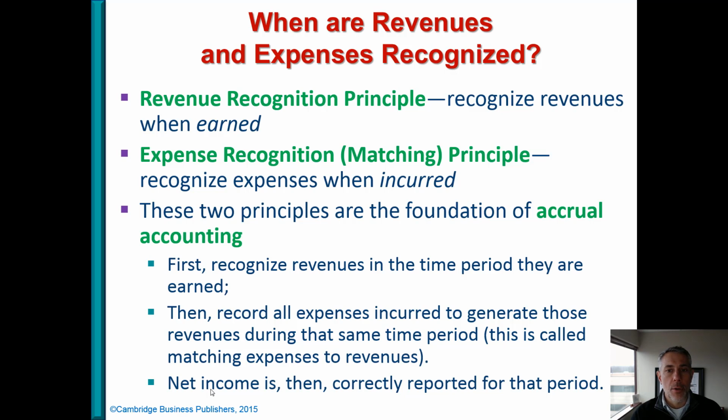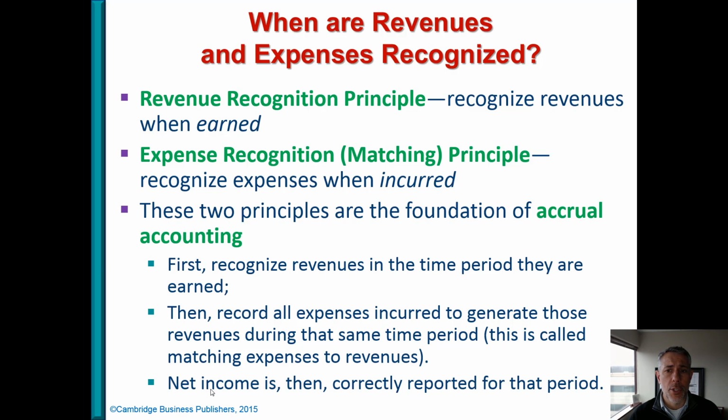And here are some general guidelines with regard to that. The revenue recognition principle recognizes revenues when earned. So not until we have actually earned those revenues are we able to recognize them. For contractual relationships, that's usually when the services have been fully completed.